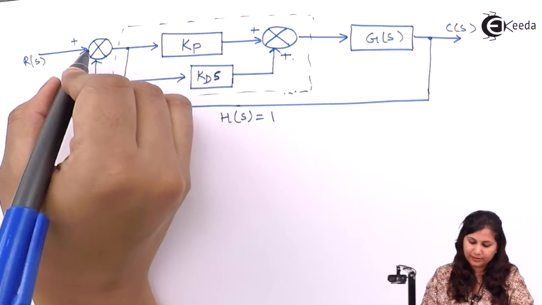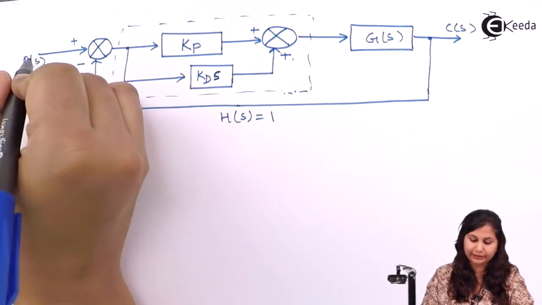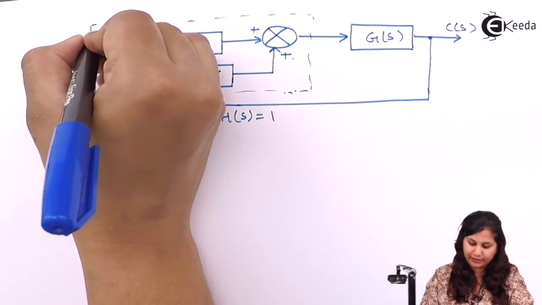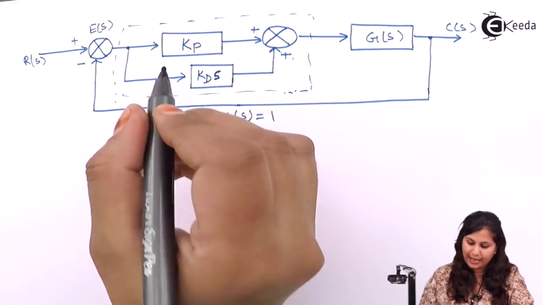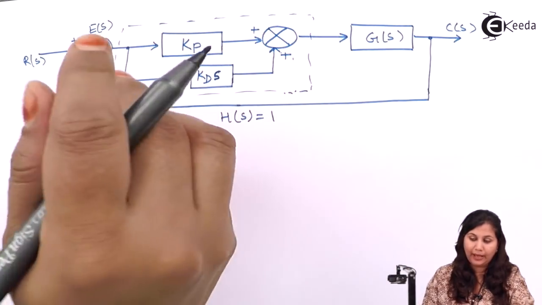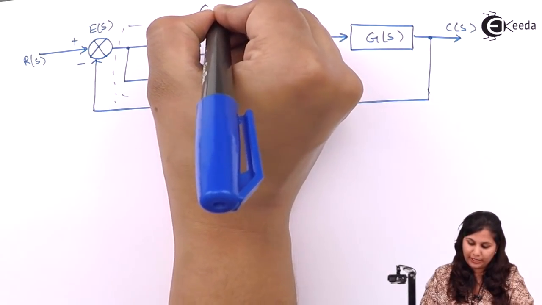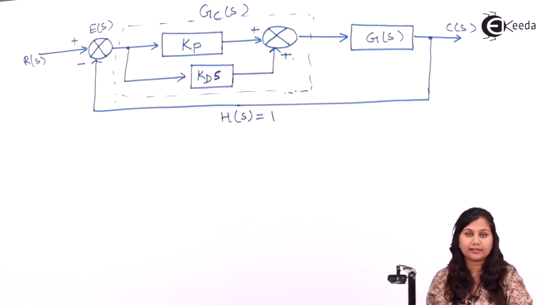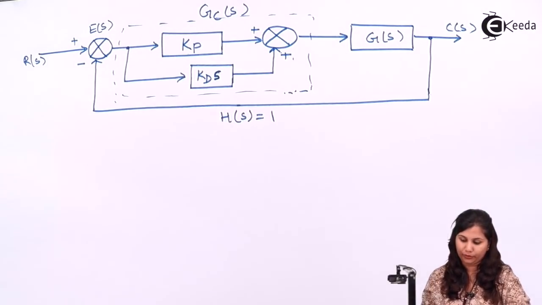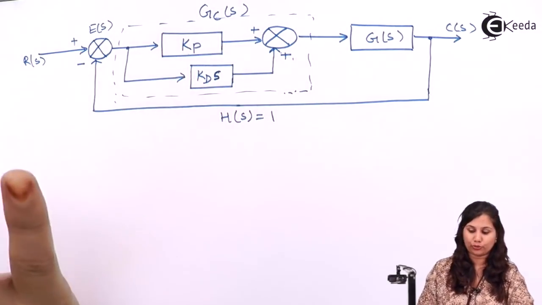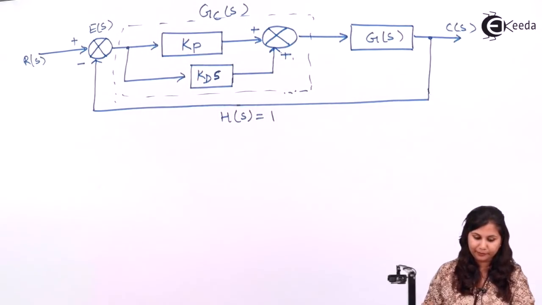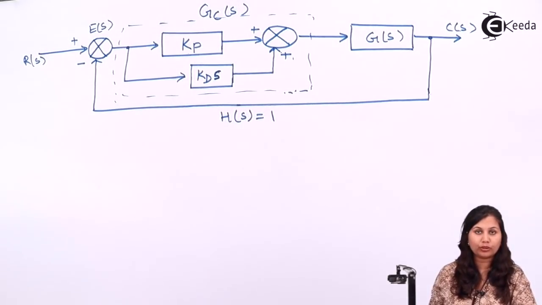Now the difference of the feedback and the reference input is the error signal E(s), and when we have applied the controller over this signal, it will be known as Gc(s), that is the controlled output. Okay, output we have controlled here. So this is the complete proportional and derivative control action.